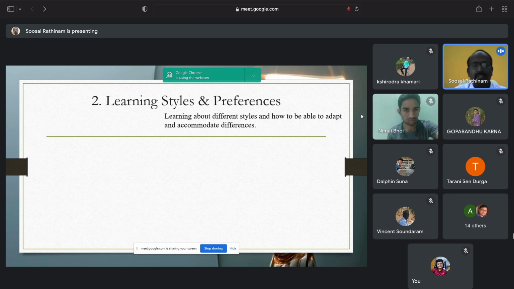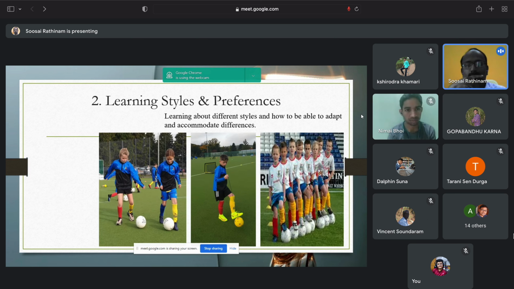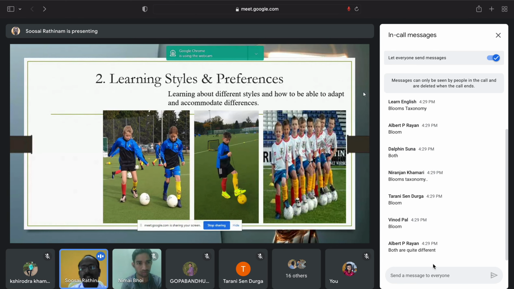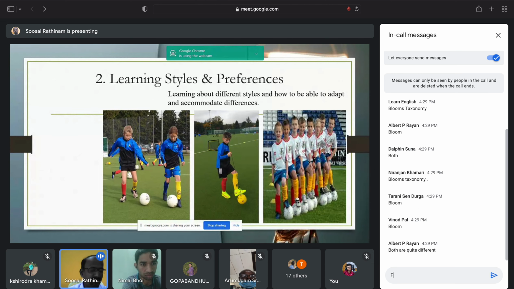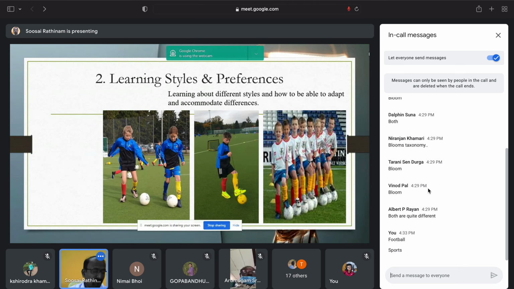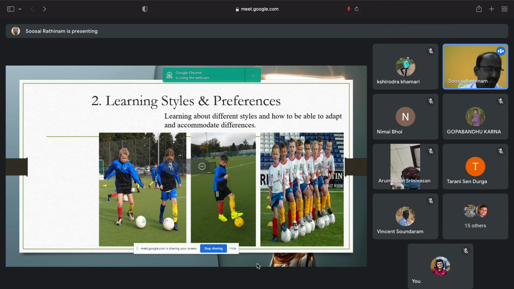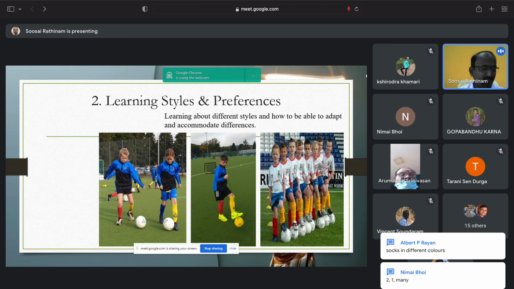Now I'm going to show you three pictures. Could you use the chat box and tell me, is there any difference that you could see in these three pictures? By looking at these three pictures, what comes to your mind? Can I have your answers in the chat box? Football, okay. Oh, sports, okay. Subransu says football, sports. Any other difference or anything that could differentiate? Please make use of the chat box.